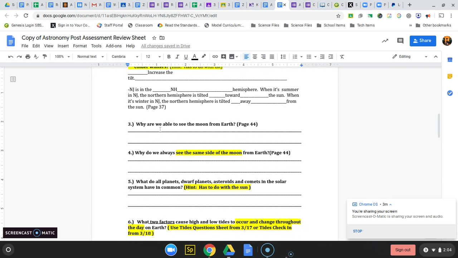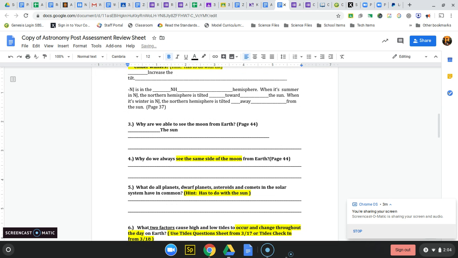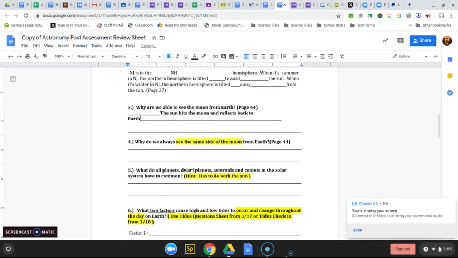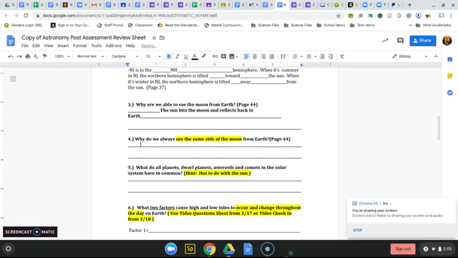Why are we able to see the moon from Earth? Well, the sun hits the moon and reflects back to Earth. So basically, sunlight allows us to see the moon. Why do we always see the same side? Oh, this is often a tricky one. This is because of something called synchronous rotation.